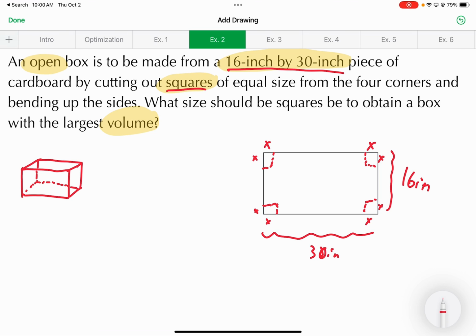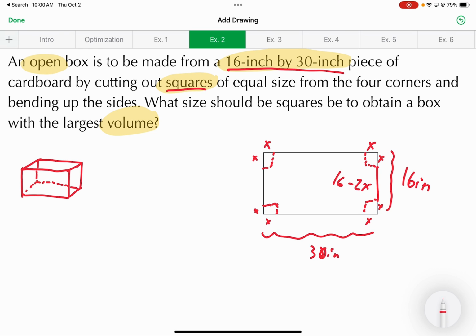So what are those dimensions going to be? What do you think? 16 minus 2x. So Rohan, you're thinking specifically this length right here, right? Would be 16 minus 2x, because the length is 16, then we're taking an x from each one of those edges. And that's what happens all the way around, right?